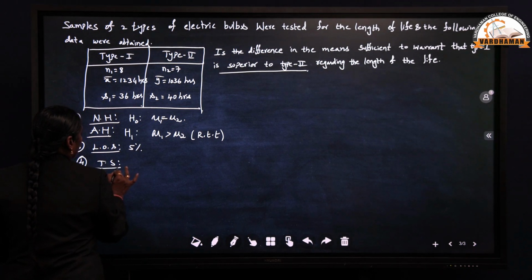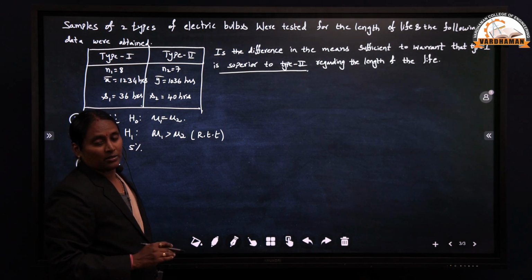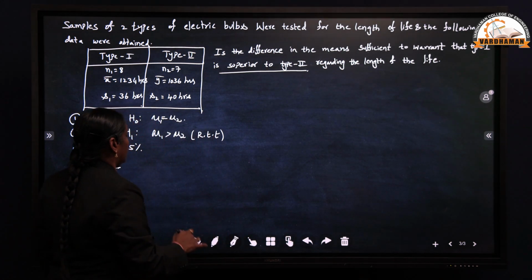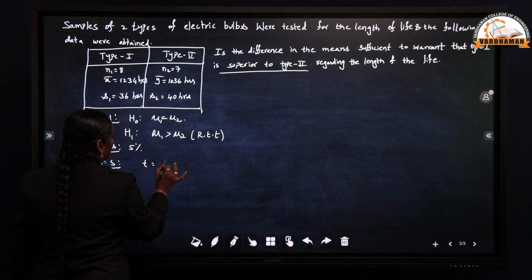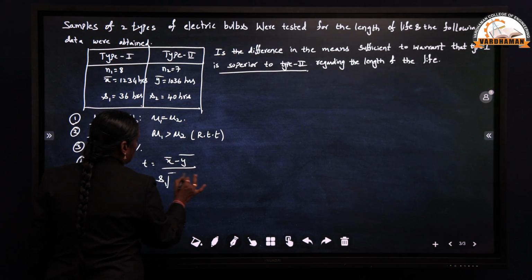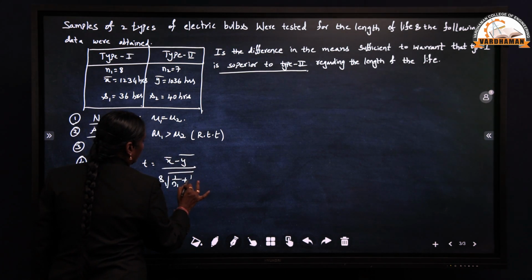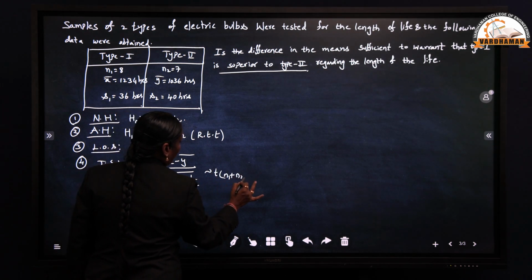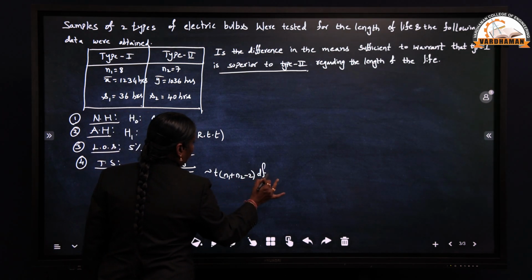So for the test statistic, both are two samples. It is a small sample test, and we have two sample means. So the test statistic here will be t = (x bar minus y bar) / (s root of 1/n1 plus 1/n2). It follows t with n1 plus n2 minus 2 degrees of freedom.